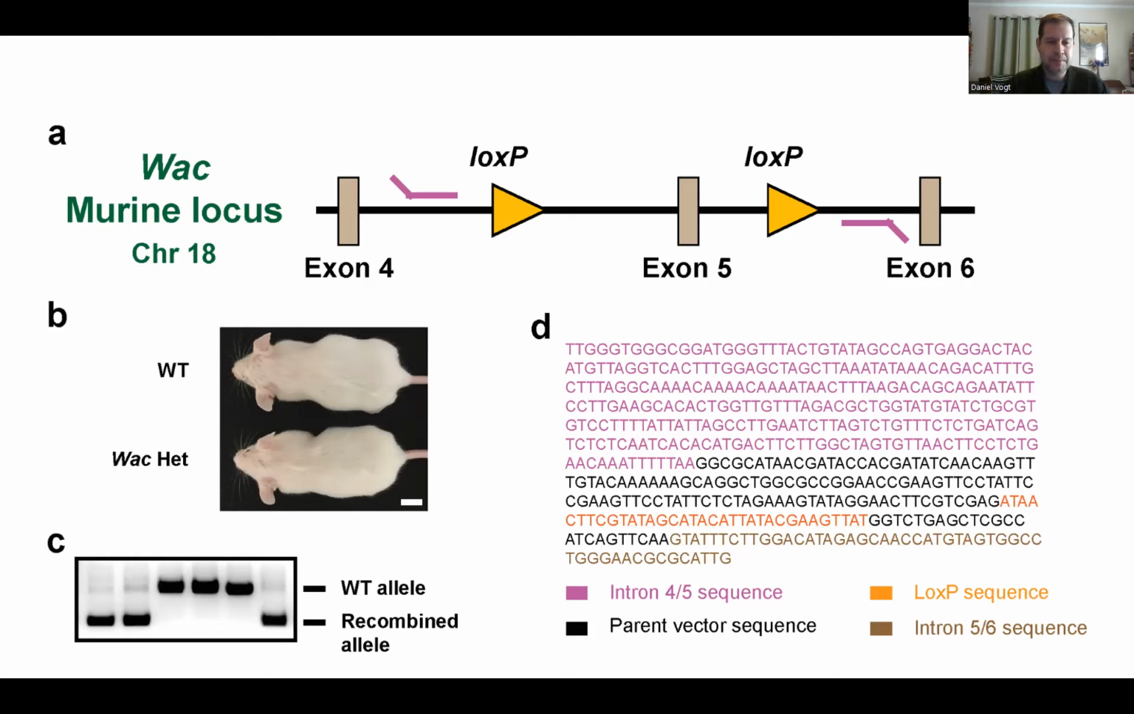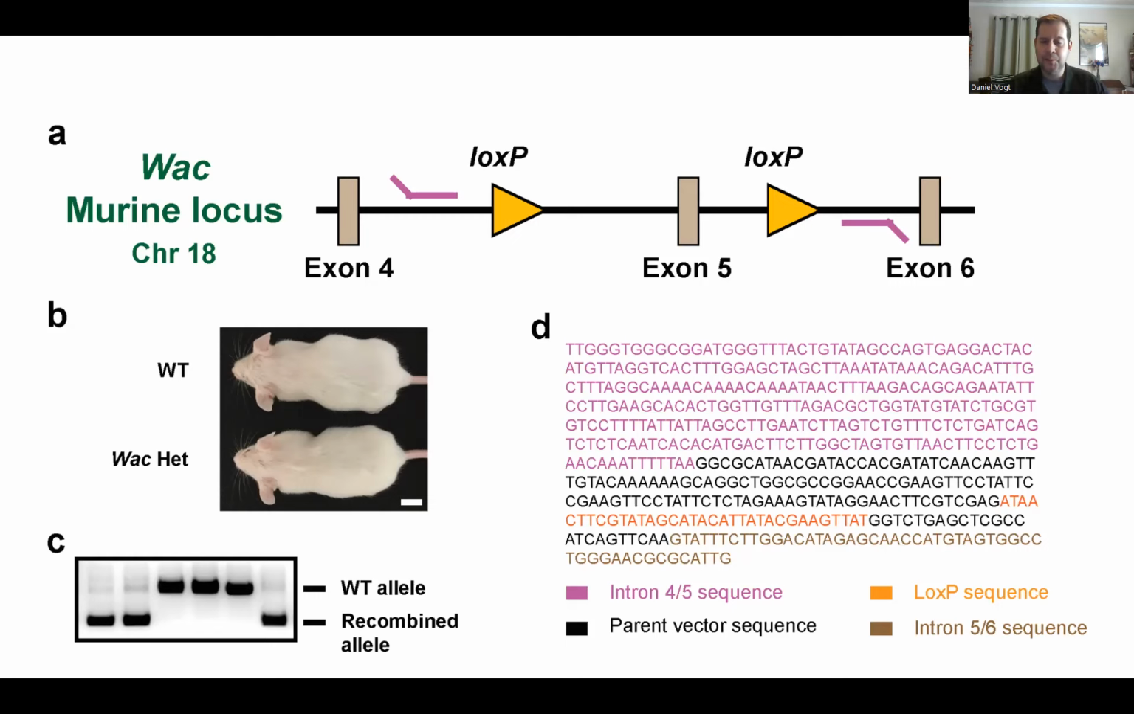The mice develop pretty well. You can see a picture of him down here in B. The heterozygous mouse is about the same size and looks pretty similar to the wild-type mouse overall. And in C, this is just a validation. So these bands are actually the pieces of the mouse's DNA. And the lower band where it says recombined allele, this tells us that we actually cut out part of this DNA because that's smaller compared to the wild-type allele.